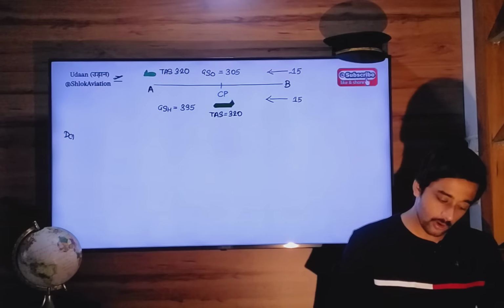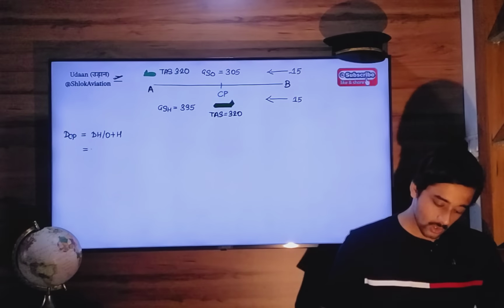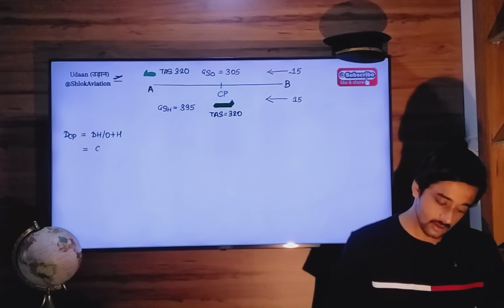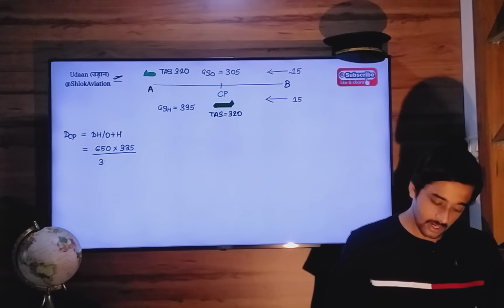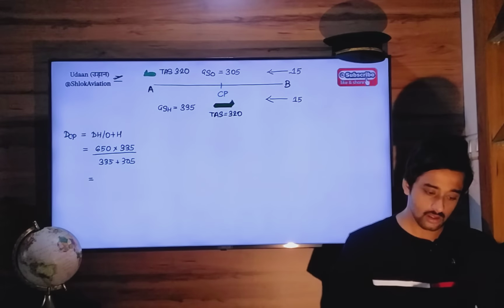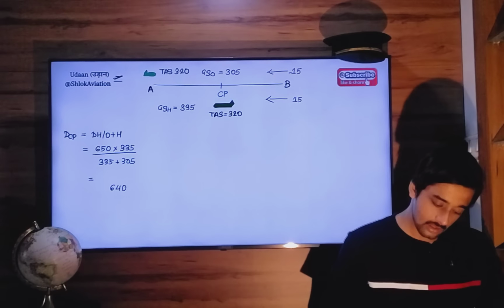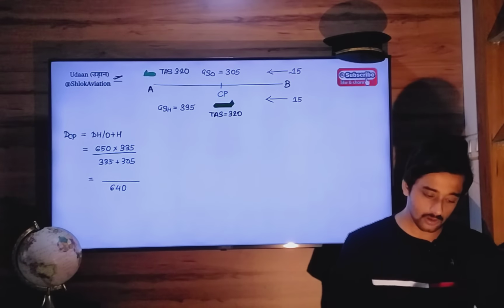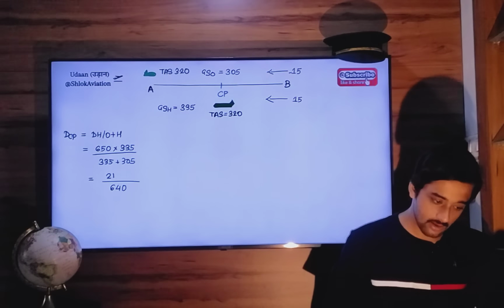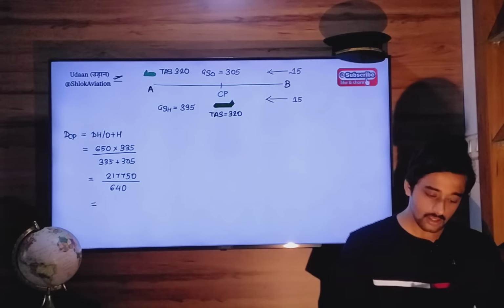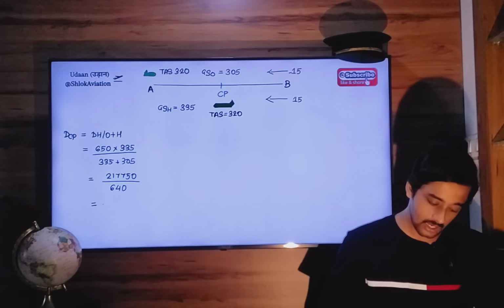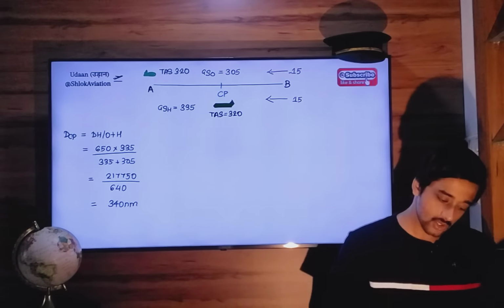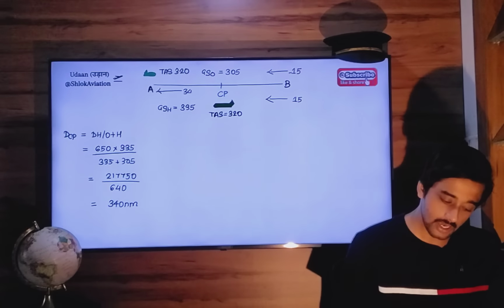Now distance to critical point is D into H over O plus H. So total distance between them is 650. Homebound speed is 335. Divide by 335 plus 305, 640. In the numerator we have 650 into 335, 217750. Divide by 640, 340 nautical miles. So A to critical point is 340.